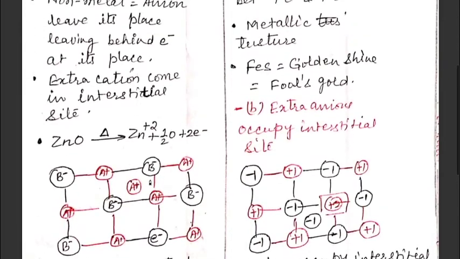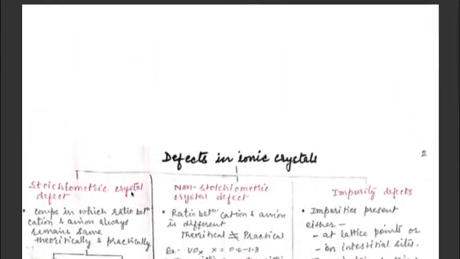For example, when zinc oxide is heated, some of the oxide ions get removed from the crystal and extra zinc ions occupy interstitial positions, and in the nearby places electrons also occupy position to maintain the electrical neutrality of the crystal. Due to presence of electrons at the interstitial positions, zinc oxide turns yellow at high temperature. So in this way, metal excess defect can arise.